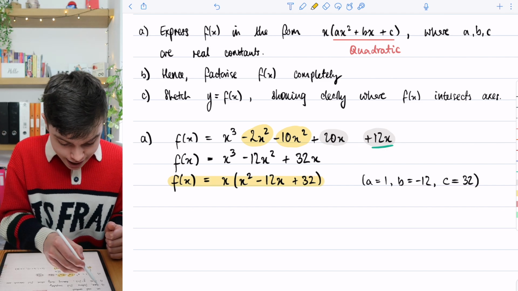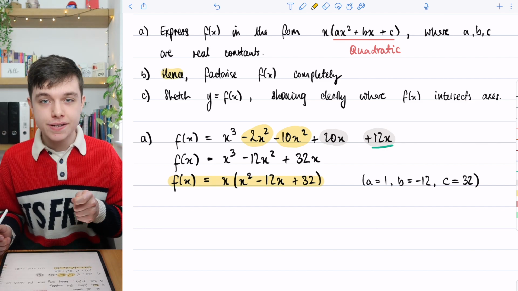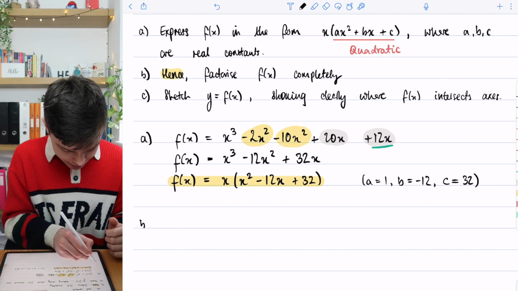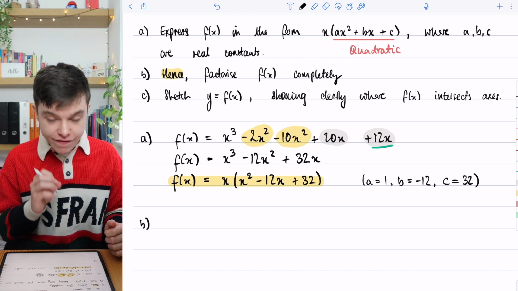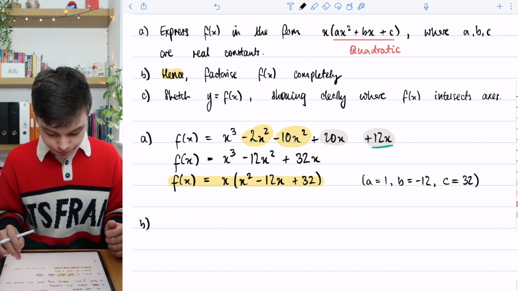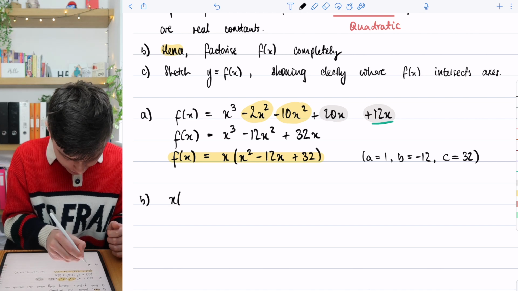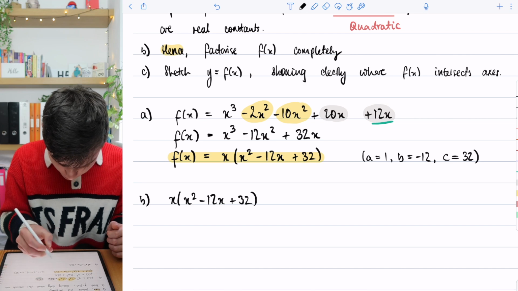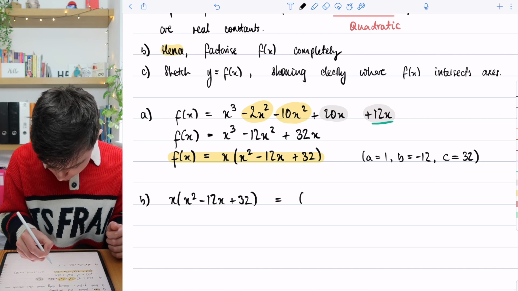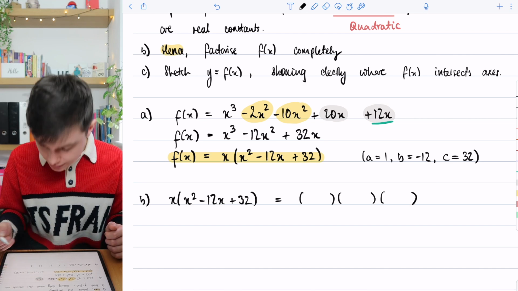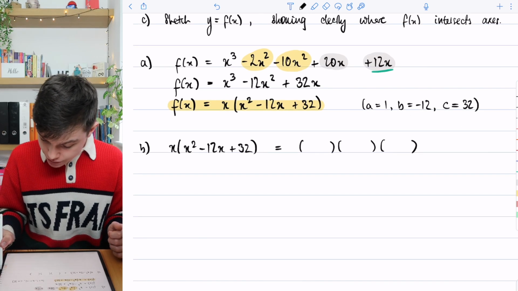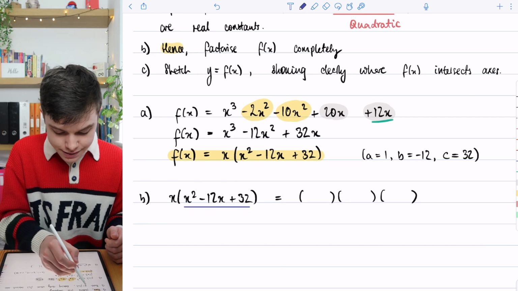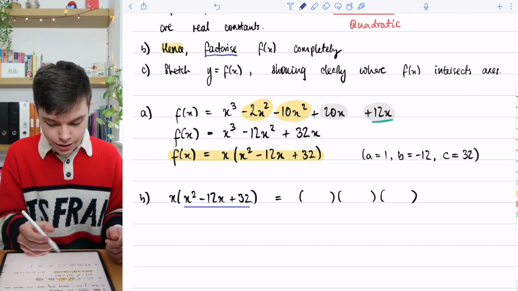Then part B says hence. Use your answer to the previous part if one part says hence. So we need to use our answer to part A. We want to factorise f of x completely. Well, it was a cubic, so to factorise it completely, it's going to be factorised into 3 brackets like that, okay? I'm going to test whether this quadratic will factorise. And because we're being asked to factorise completely, it's kind of a hint that it does.